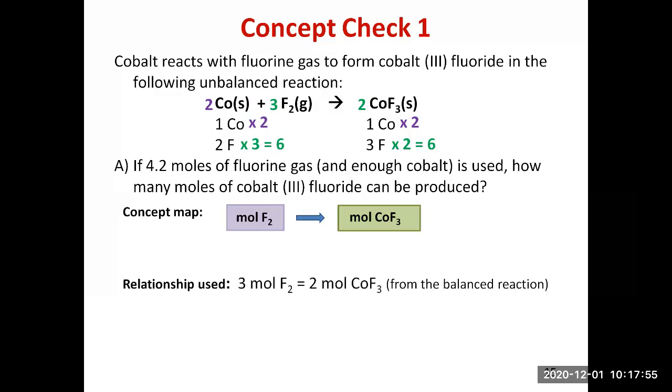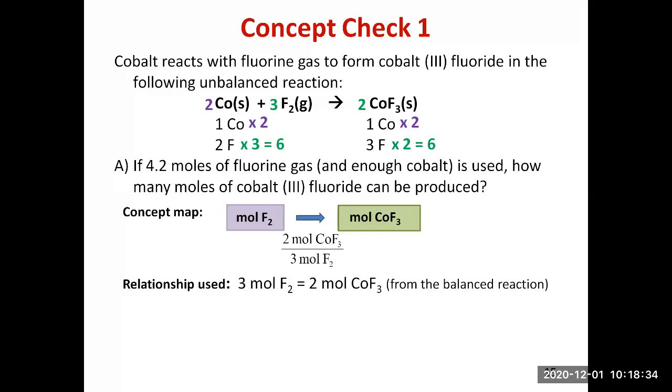And using the balanced equation, we can see that 3 moles of F2 will react with 2 moles, will produce 2 moles of COF3. So this is obtained from the balanced equation here. It's the coefficients in green. So using this equality, we can write the conversion factor. And since we start with moles of F2, we want to have the moles of F2 in the denominator of the conversion factor. So it's going to be used as 2 moles of COF3 over 3 moles of F2.